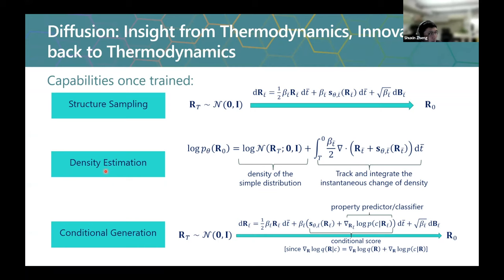Then you will find that both, for example, molecular dynamics simulation and diffusion models that can generate lifelike images, including DIG that can do the structural sampling, are actually samplers, using a sampler to define the distribution. But the diffusion model has an additional advantage. That is, it can really estimate the density. This is the second thing we can get.